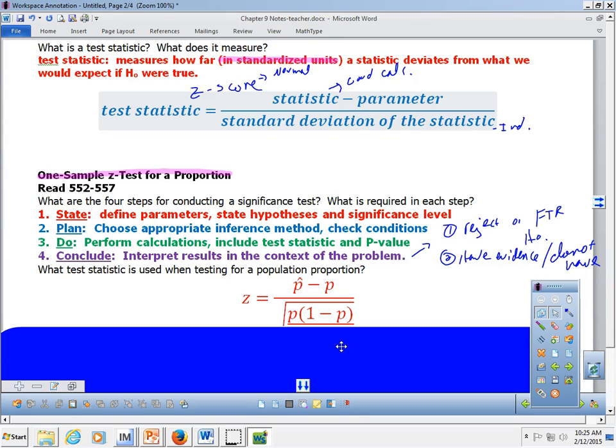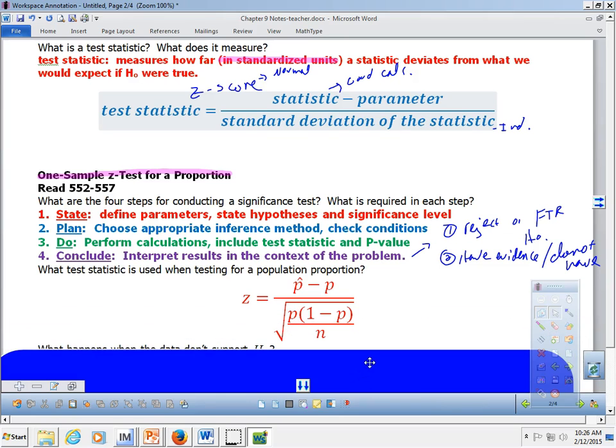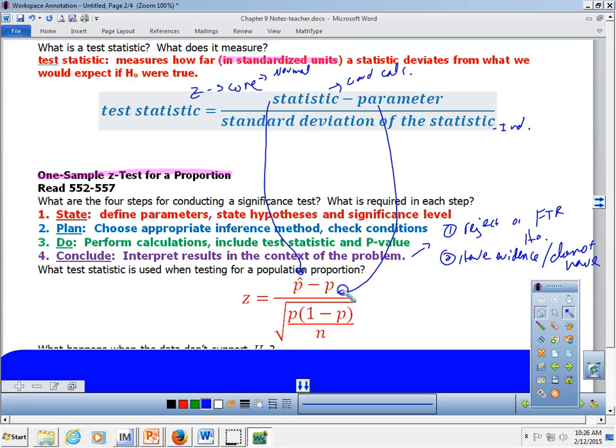What test statistic is used when testing for a population proportion? Well, this should all look very familiar and make sense, right? Our statistic, when we're talking about proportions, is going to be p hat. Our parameter is going to be that claim to p, right? And then our standard deviation of the statistic, if you look in your blue formula packet on that third page, it will remind you that we take p times 1 minus p, divide that by n, and then square root it.